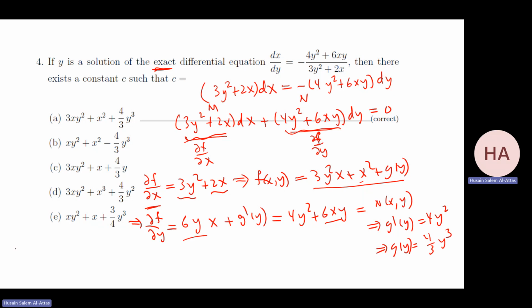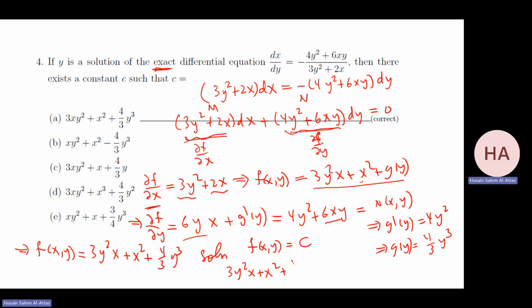Plug it into f. So my f will be 3y squared x plus x squared plus 4 over 3 y cubed. What is my solution? f of x and y equals c. So I have 3y squared x plus x squared plus 4 over 3 y cubed equals c. So this is my answer.